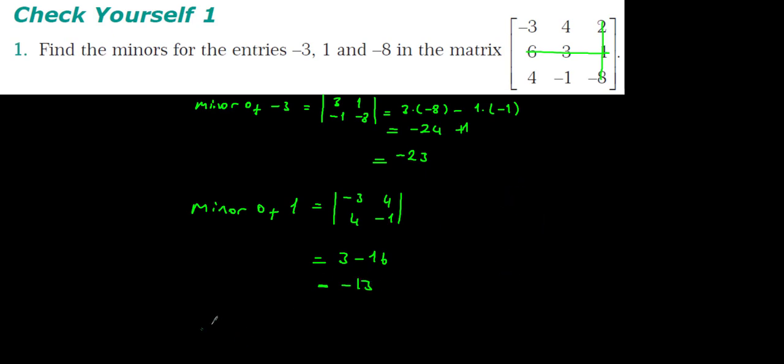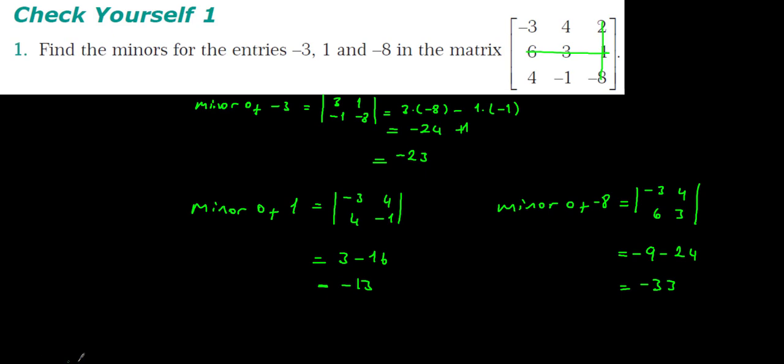And the last one here is coming. The minor of -8 is equal to, when you close its row and column, the 2 by 2 square matrix -3, 4, 6, and 3. The determinant of it is -3 times 3, which is equal to -9, minus 6 times 4, which is 24, so -9 minus 24 has to be equal to -33. So this is the answer to the question.